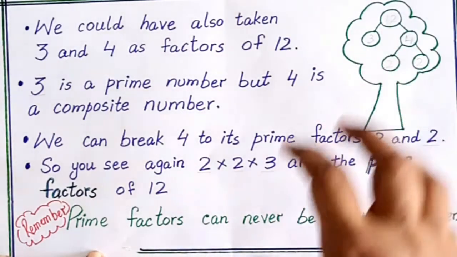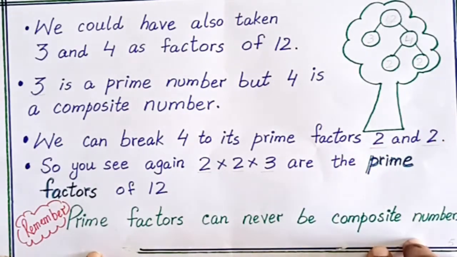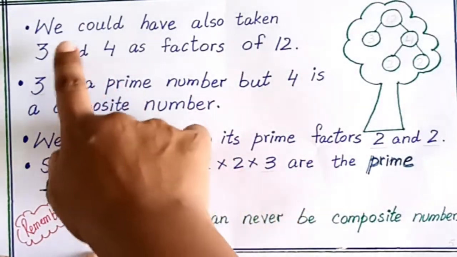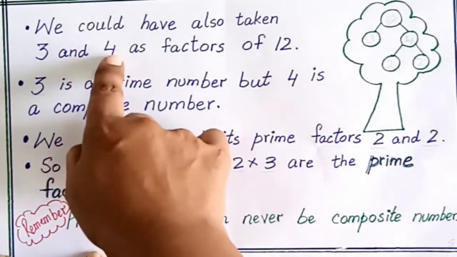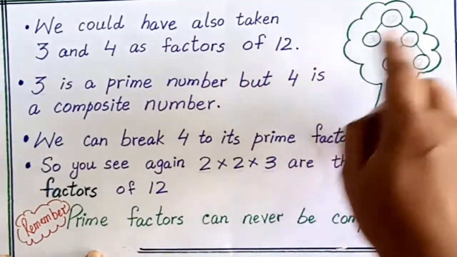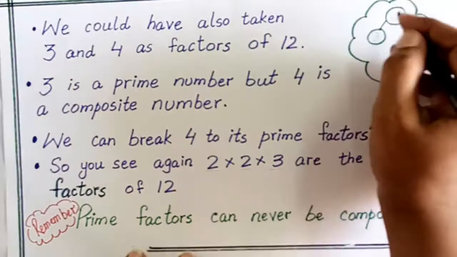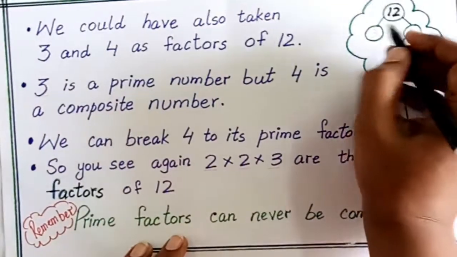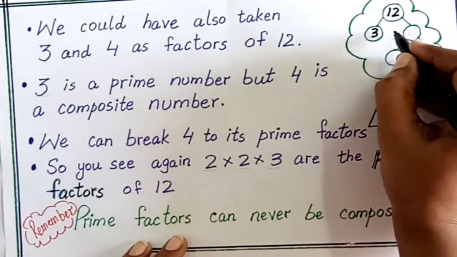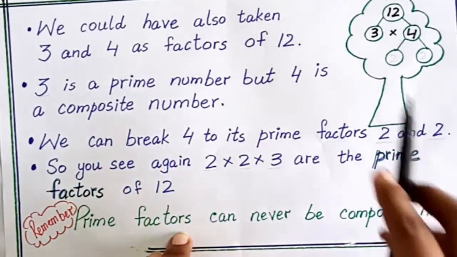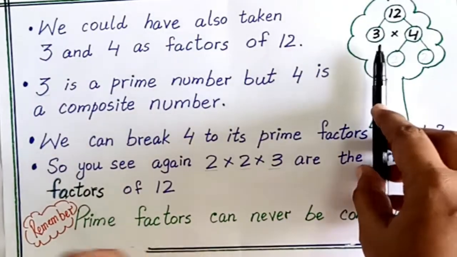In this, the same example is going on, students. We know that 12 could be factorized with 3 and 4 also. See, we could have also taken 3 and 4 as factors of 12. I would write over here, we have to factorize 12 with 3 and 4. 3 multiplied by 4.